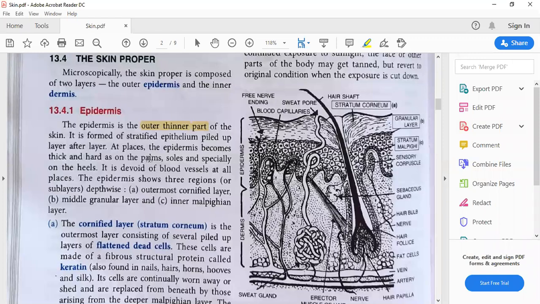So epidermis itself is divided into 3 regions. First one is the outermost cornified layer. Second one is the middle granular layer, and the third one is the main thing, which is the inner Malpighian layer.